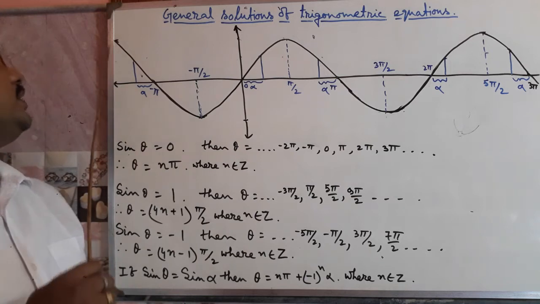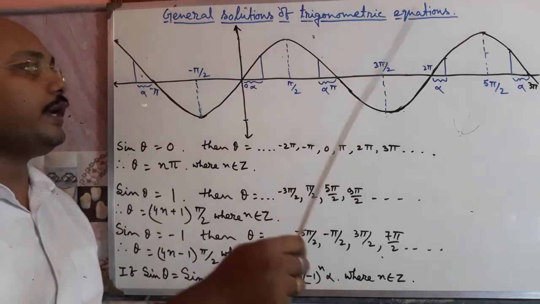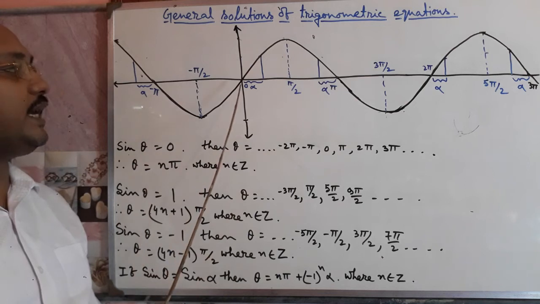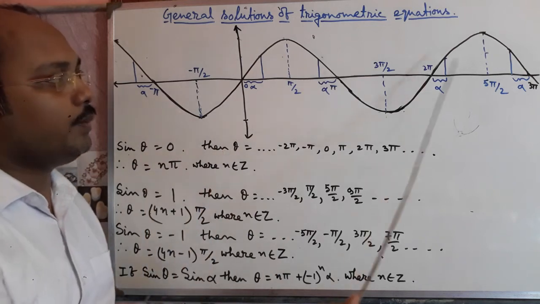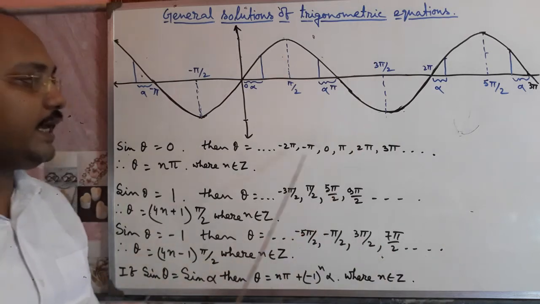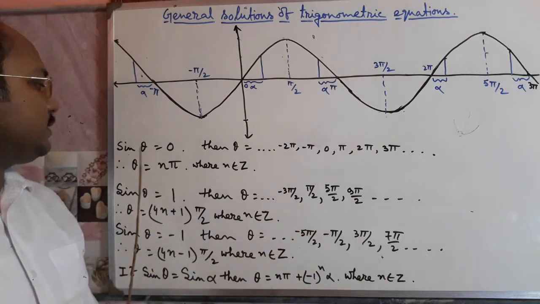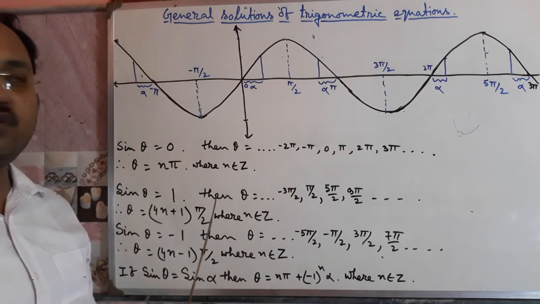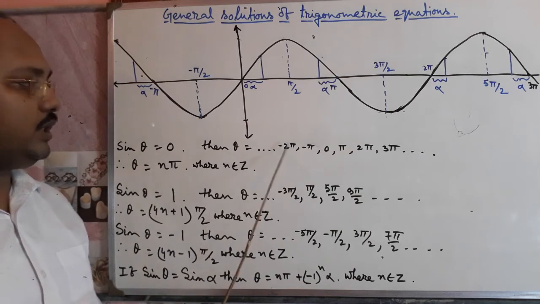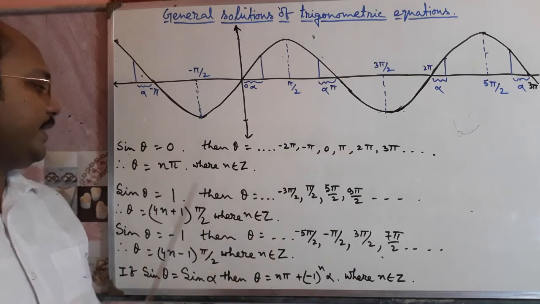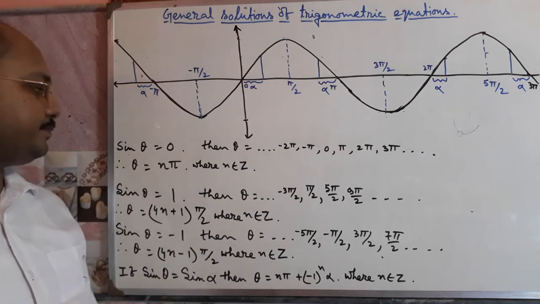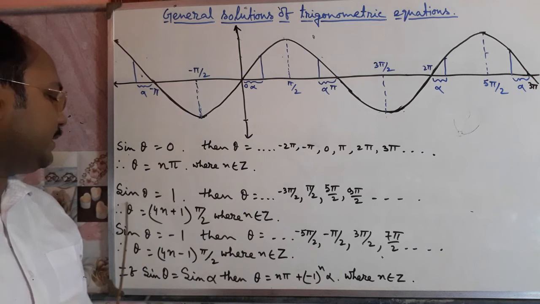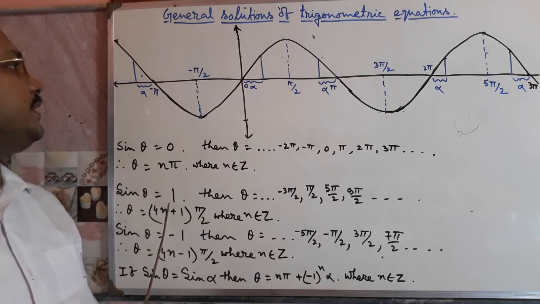Suppose you see this is the graph of sine. Sine is 0, for which angles is it 0? Minus pi, 0, pi, 2 pi, 3 pi, for all these angles sine theta is equal to 0. So generally what can you write? You see these are multiples of pi, that is theta is equal to n pi, where n belongs to Z, any integer.